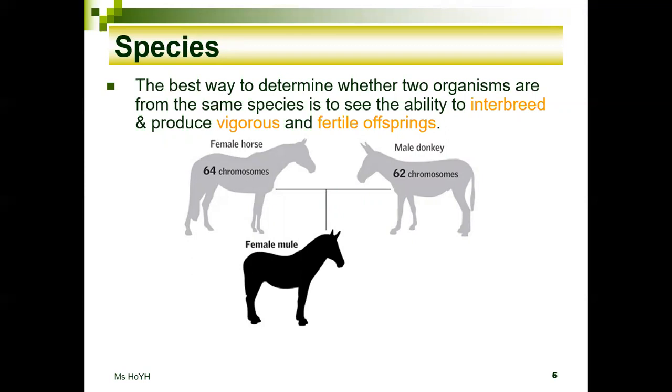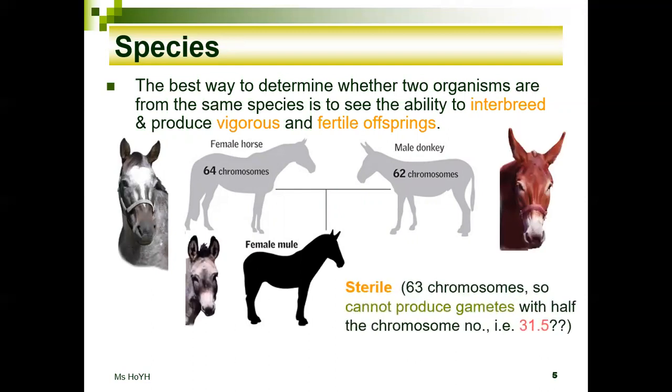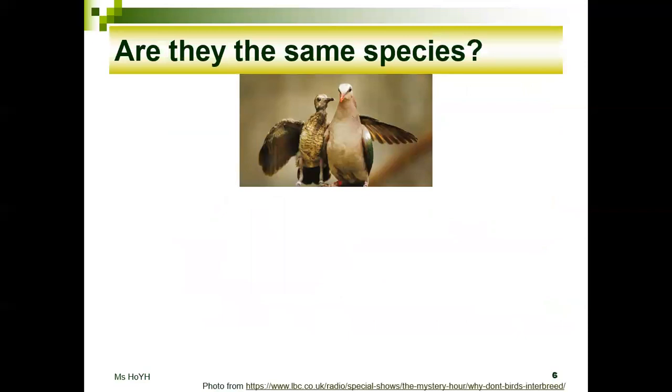Or cannot. You check the mule. The mule is what? The mule is sterile, you know. If the mule is sterile, that means to say, are horse and donkey the same species? No, right? Because it doesn't align with the definition that offspring must be fertile and vigorous, isn't it? So therefore, horse and donkey are not the same species. Okay? Full stop.